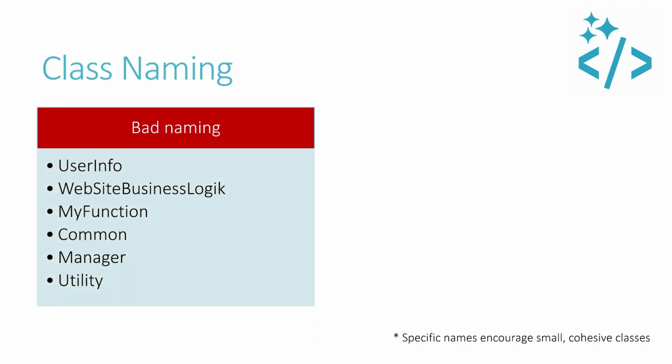So let's see here some bad naming examples. We have here this UserInfo. So this info thing here at the end is not needed. It adds some noise to the naming. WebsiteBusinessLogic is also not a good name because it tracks too much code and it will not be clear and easy to maintain. MyFunction doesn't say anything. The same with Manager, which tracks a lot of code and will grow too much, and in the end it will not be so clear.